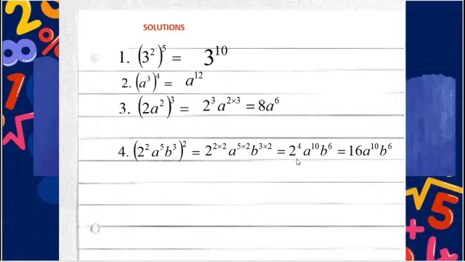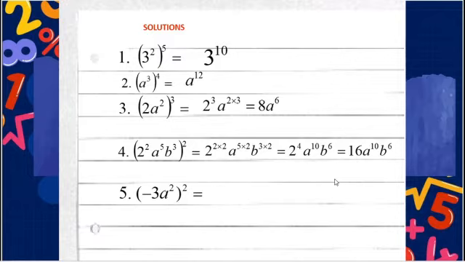Tapos, yung 2 to the 4th dito, pwede pa natin i-simplify. 2 to the 4th is equivalent to 16. And then, copy na lang natin yung mga variables. That is a to the 10th power and b to the 6th power.